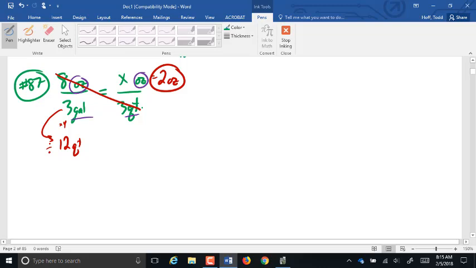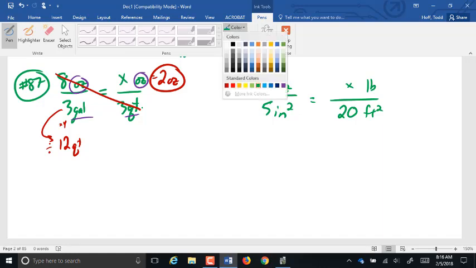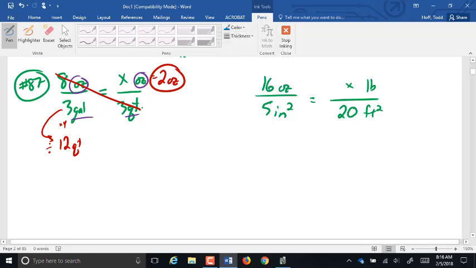Now this is not in the packet, but I might have something that's listed as 16 ounces per 5 square inches, and I want to know how many pounds that would be for 20 square feet. Well, obviously there's some issues here. What I'm going to do is this.